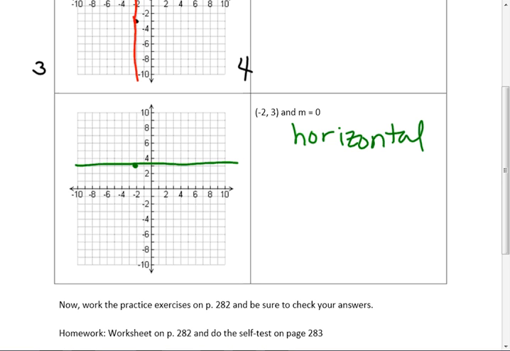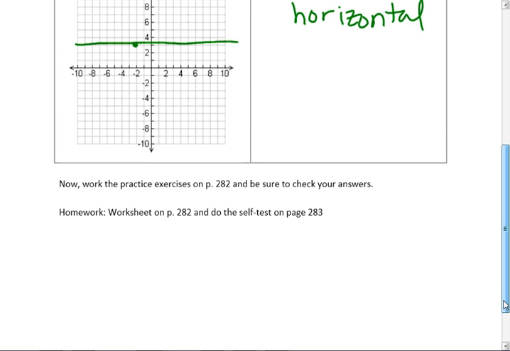Now, we have some practice exercises. Notice it has the practice exercises and the homework. It tells you what page in the book. And the practice exercises, guess what? I have this up here on Schoology. I don't think I can get to this. And if you want a calculator, I'm not going to hand them out. You're just going to have to help yourself.